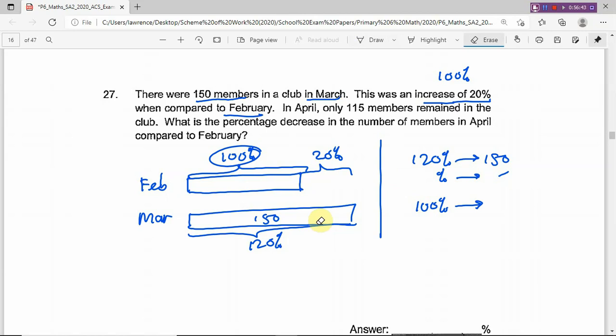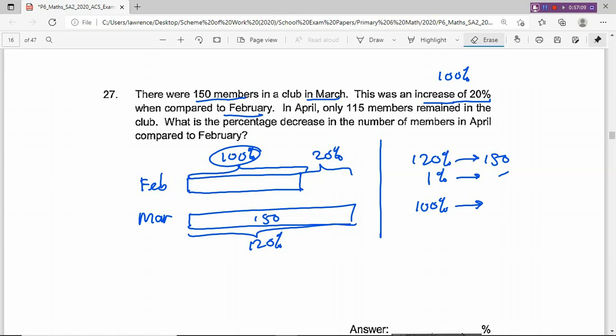So 120% divide by, what can we divide by? Now what happened in this case? In this case, you have difficulty trying to jump to get 100%. Then what we can do is still find 1%, but there's also another shortcut here. It means that you don't divide and get a decimal. Don't take 150 divide by 120.